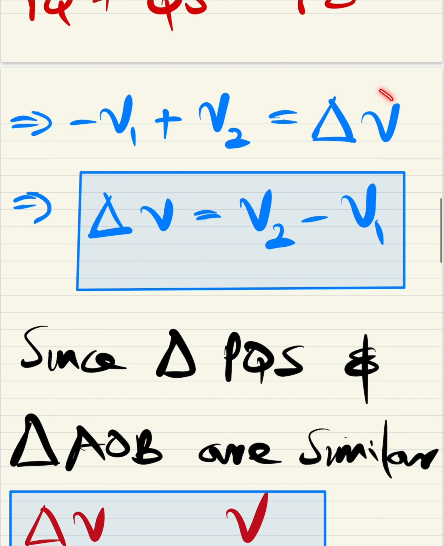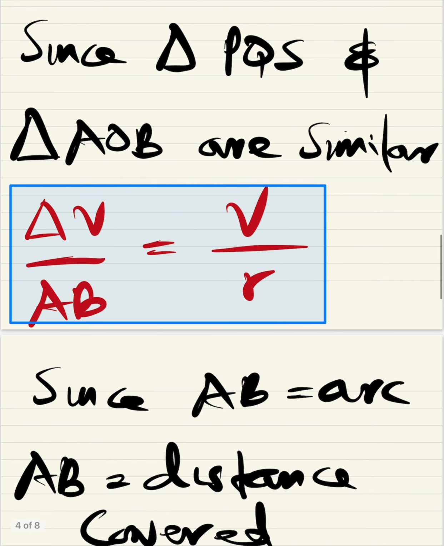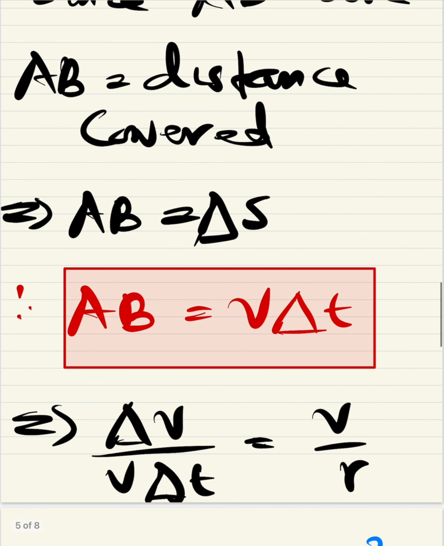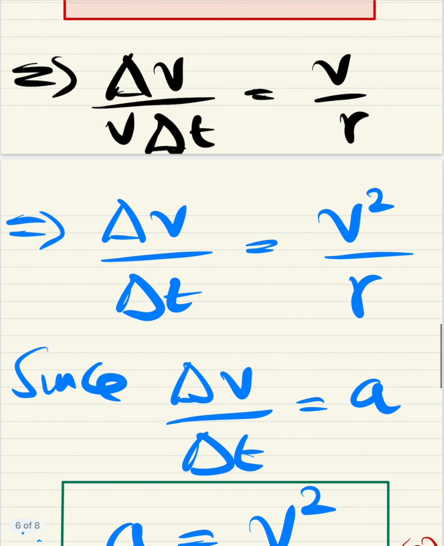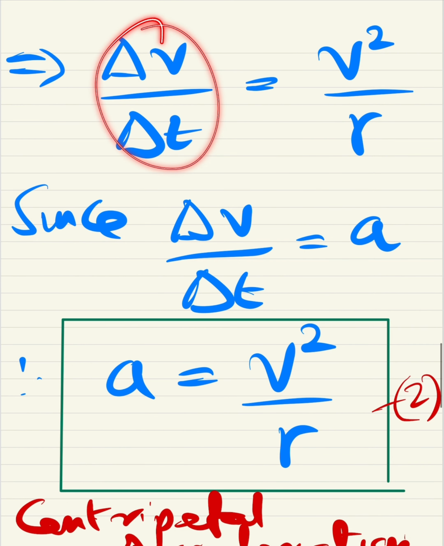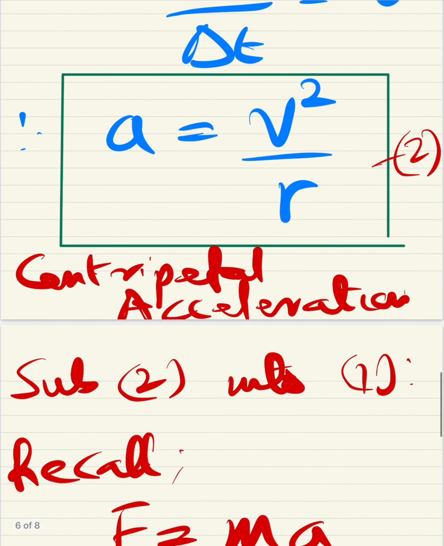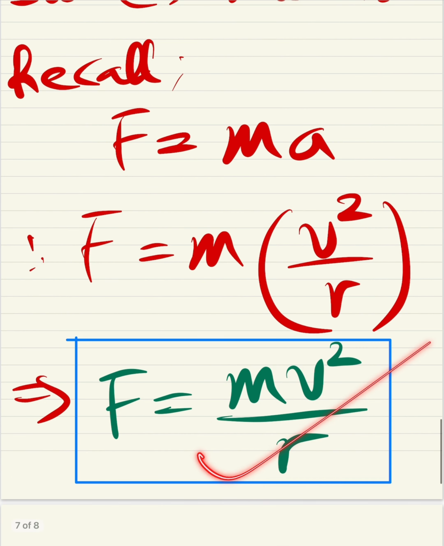You will resolve what is the change in velocity. From there, you compare the angle PQS and the AOB together, you will get this. And from there, you will treat AB as an arc. That is, AB is going to be distance covered, which is going to be a change in displacement. Then you introduce the formula for change in displacement, you replace it back there, and then you have this. When you cross multiply, automatically this returns to the acceleration, which is referred to as centripetal acceleration. Since F equals ma, you can replace that back into the acceleration, then you have F equals mv squared over R. This is a formula that everybody has been using, but most people don't know how to prove it.